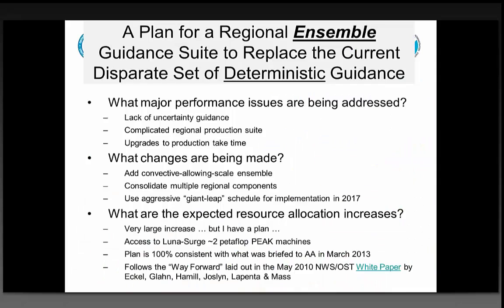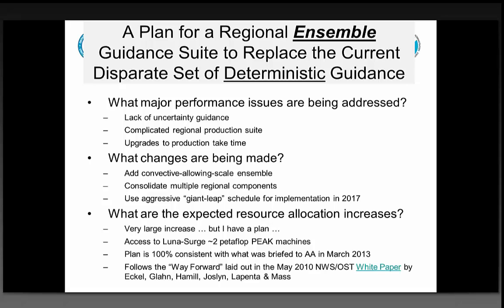So the next slide is a plan. This is where I wanted to spend most of my time, because this brings up the most questions usually. So the goal is to replace the deterministic guidance suite, which is fairly disparate. It's probably one of the reasons that we get accused of having a too complicated system. It was built to meet individual requests, and it has grown over the years. When I started as chief of the mesoscale branch, all I had to worry about was the NGM.